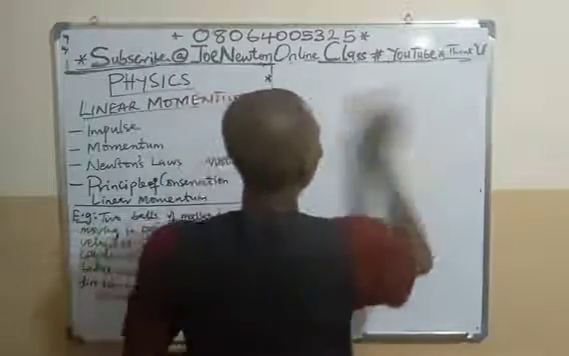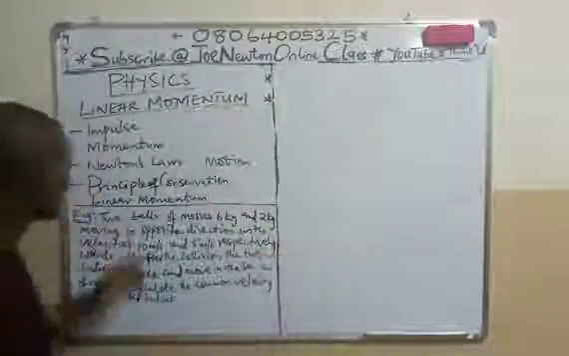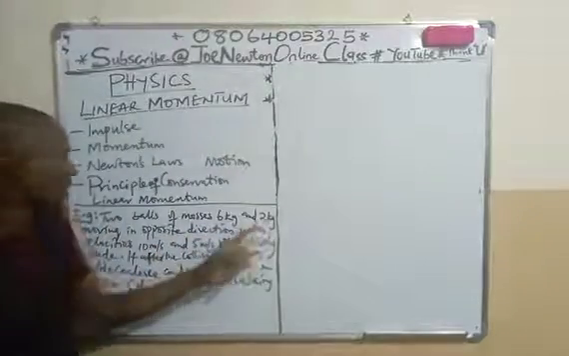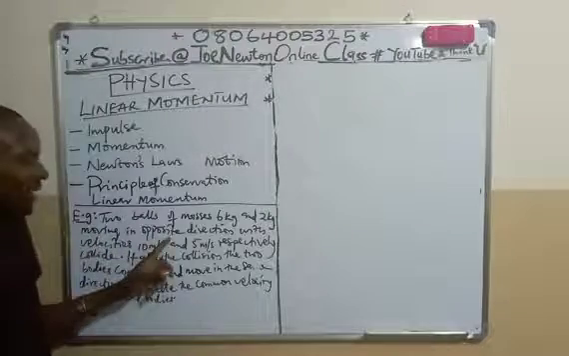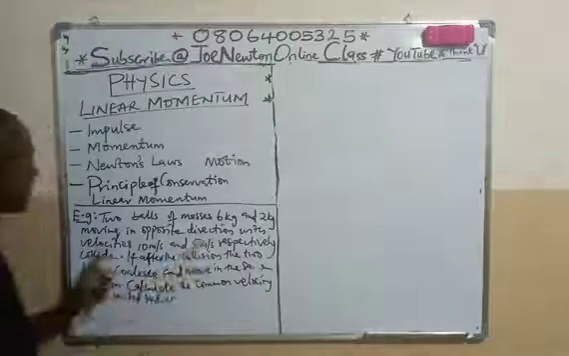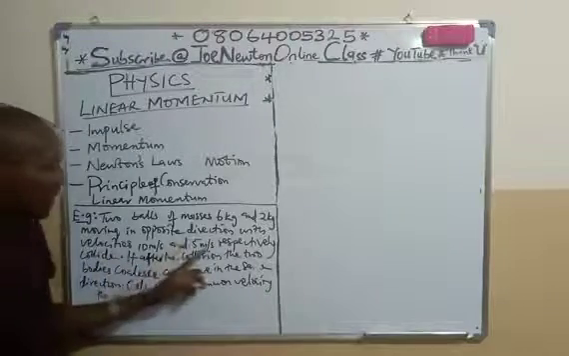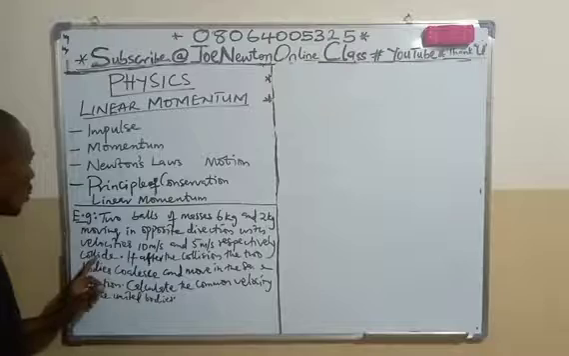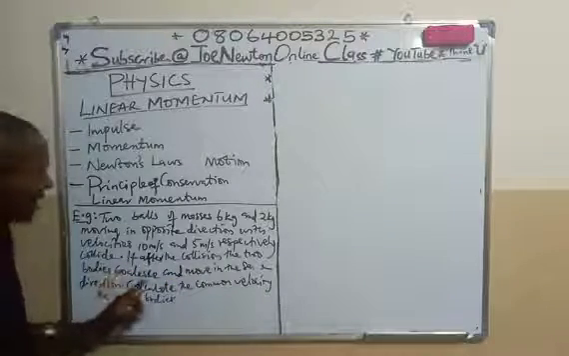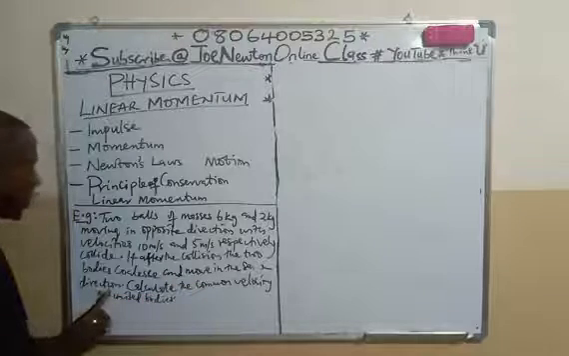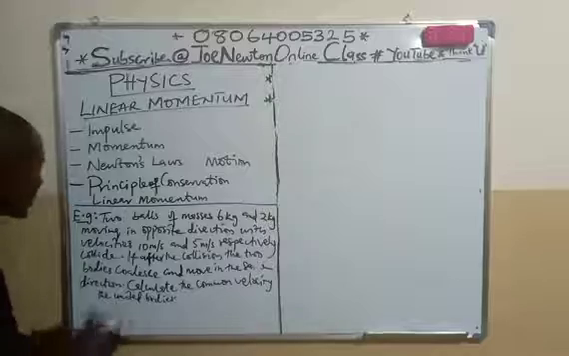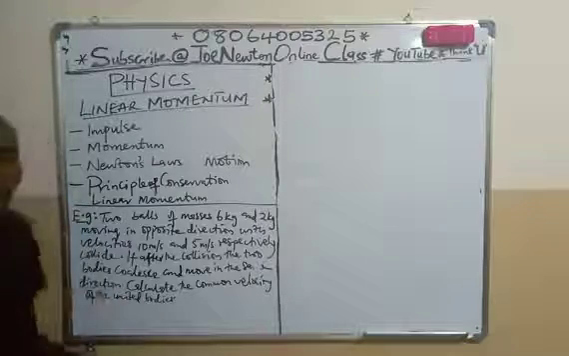Now, the question says, two balls of masses 6 kg and 2 kg, moving in opposite direction. Look at this sentence. Moving in opposite direction with velocities 10 meters per second and 5 meters per second respectively, collide. Then if after the collision, the two bodies coalesce and move in the same direction, calculate the common velocity of the united bodies.